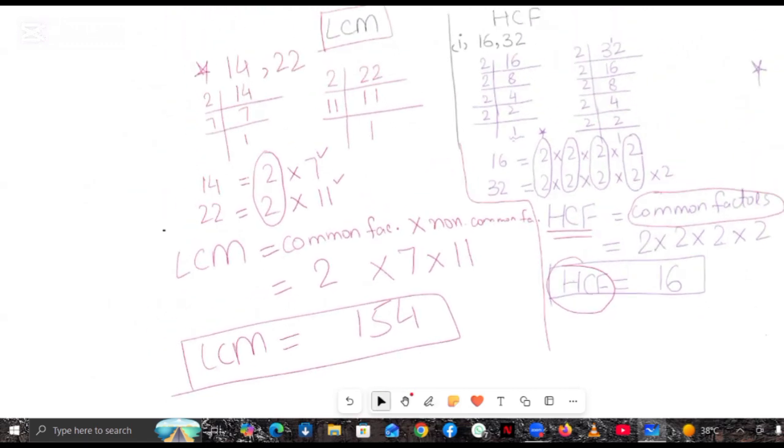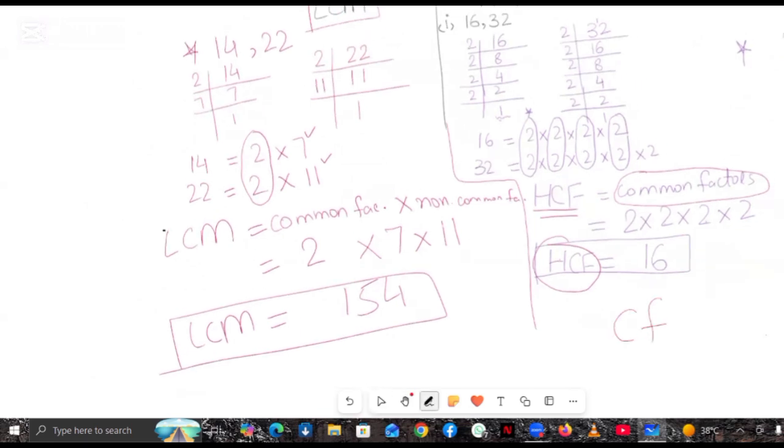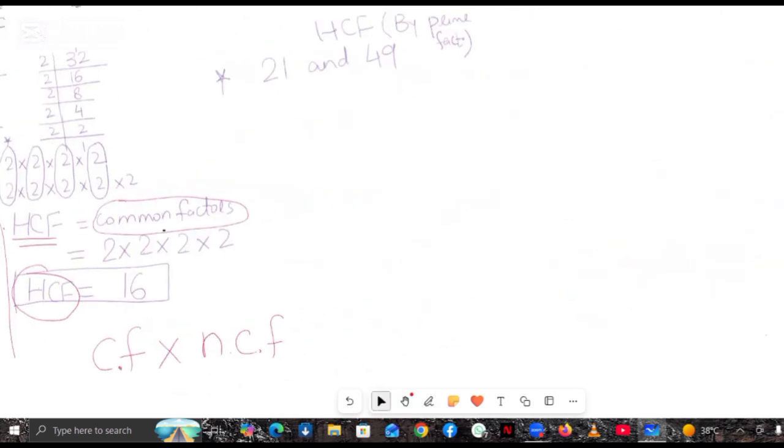Is it clear, ma'am? Yes. Ma'am, can I write the short form of common factor and non-common factor? Okay, you can write CF multiply NCF. Yes. Okay, fine. Is it clear? LCM and HCF by prime factorization. Do you have any confusion? No, ma'am. Okay, so I'm giving you one question.